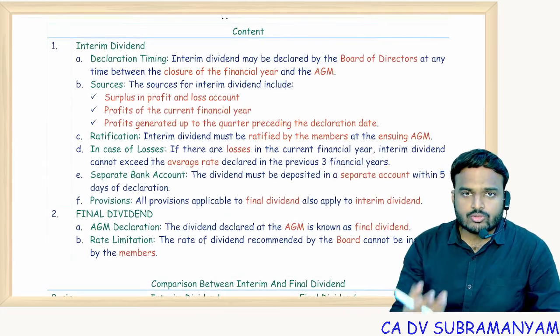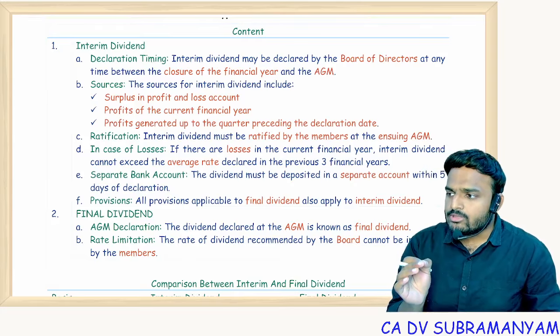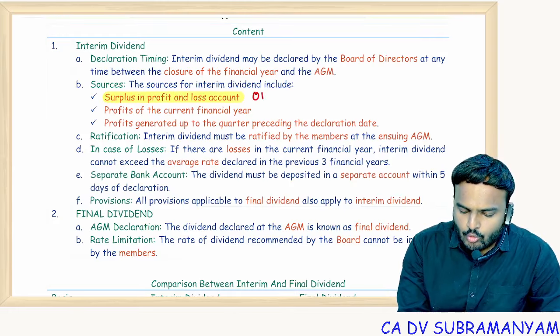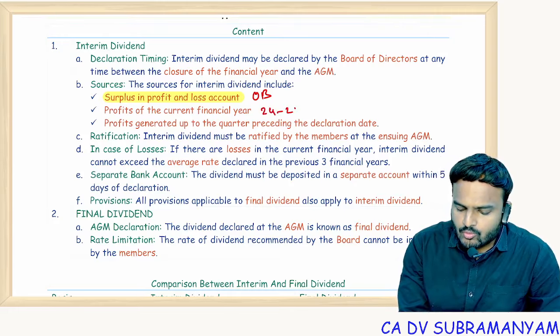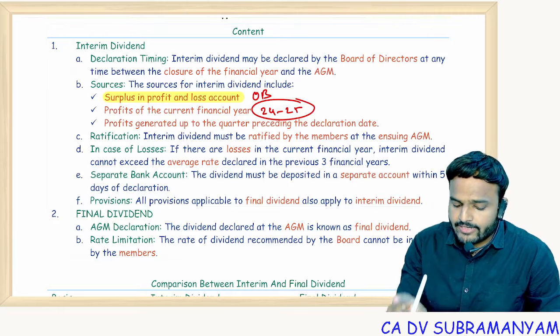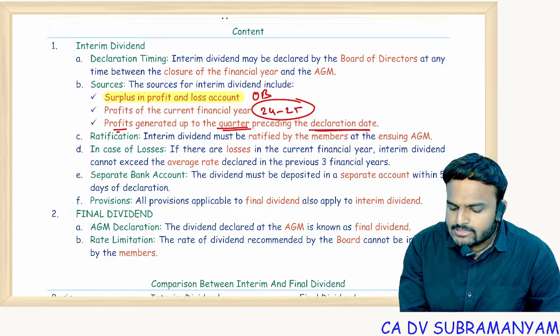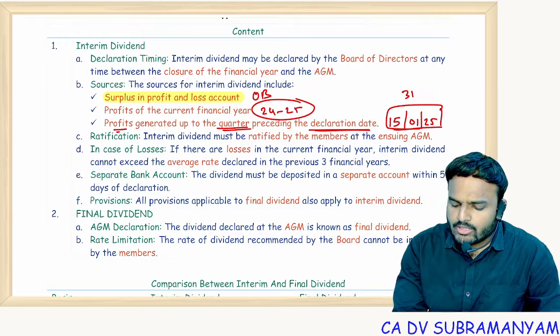Now let's see interim dividend. Yes, just now I told you it is a dividend declared between two AGMs. Next one, coming to the sources for interim dividend. Surplus in the profit and loss account, this is nothing but the opening balance. Profits of the current financial year, for which year you want to declare dividend, those current financial year profits you can use, or profits generated up to the quarter preceding the declaration date. In our question we can see on 15th January 2025 they declared a dividend. So up to the preceding quarter means 31st December 2024.